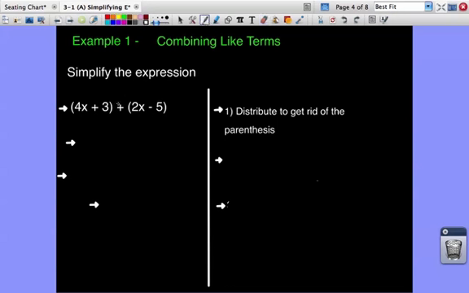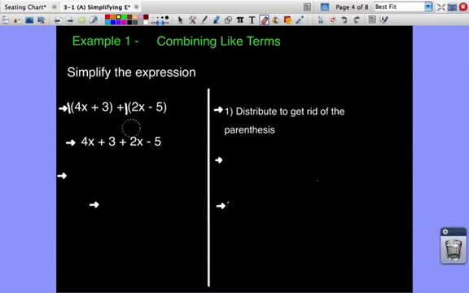And right now there's no numbers out there, so what we could do, we could always just write a 1 out there. Always write a 1. 1 times 4x plus 3, that's just 4x plus 3. 1 times 2x minus 5, that's just 2x minus 5. So what we just did is we basically just erased the parentheses. We don't even need them.